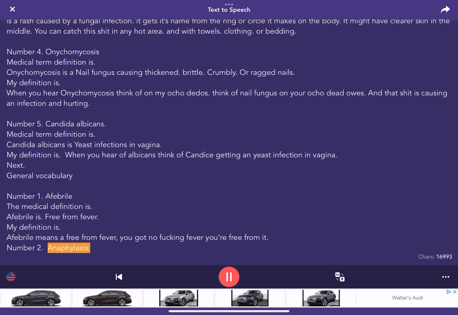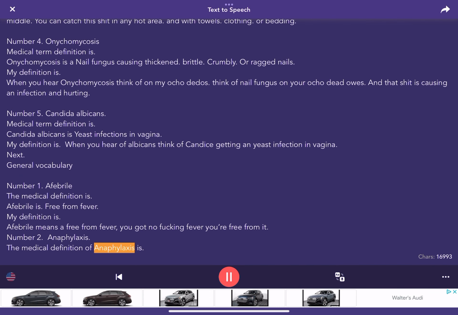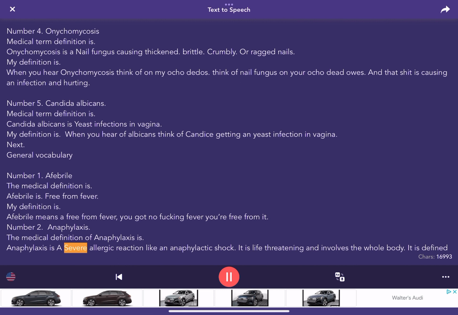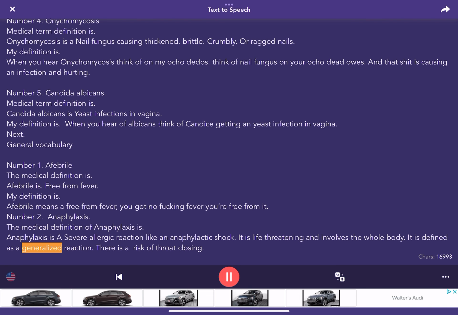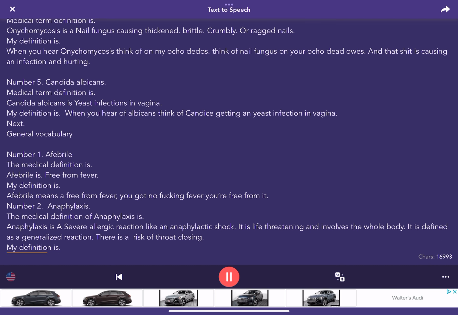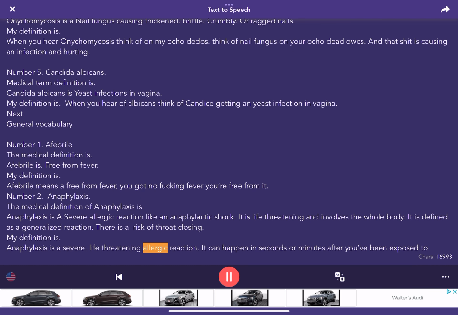Number 2. Anaphylaxis. The medical definition of anaphylaxis is, anaphylaxis is a severe allergic reaction like an anaphylactic shock. It is life-threatening and involves the whole body. It is defined as a generalized reaction. There is a risk of throat closing. My definition is, anaphylaxis is a severe life-threatening allergic reaction.